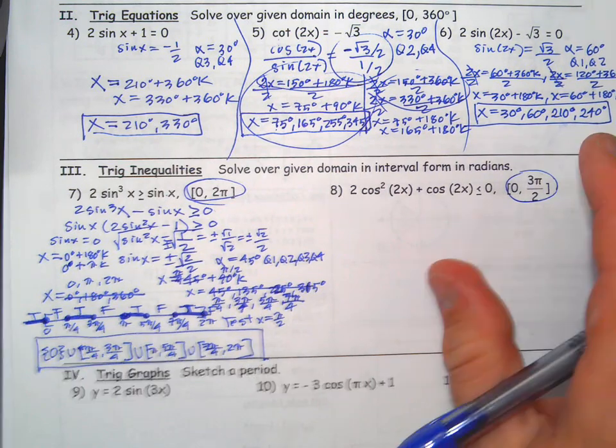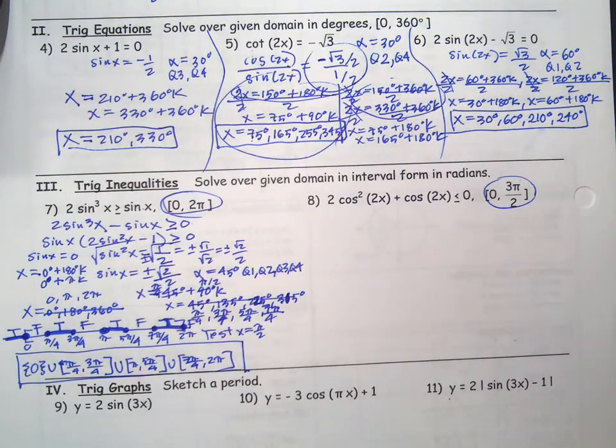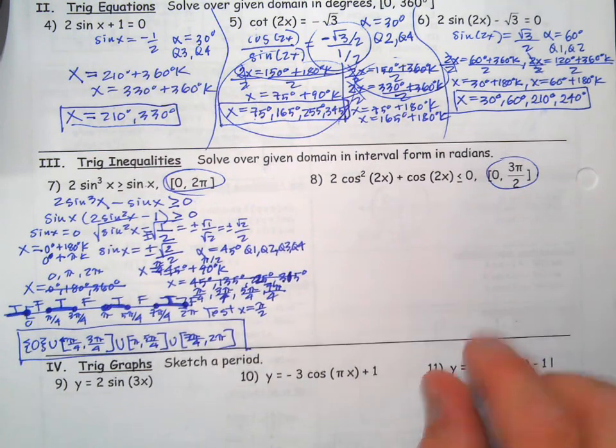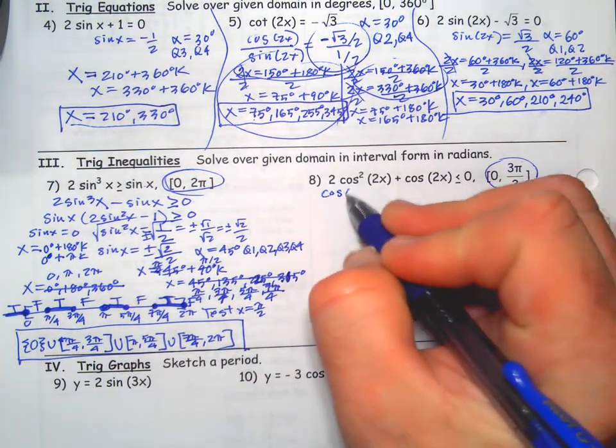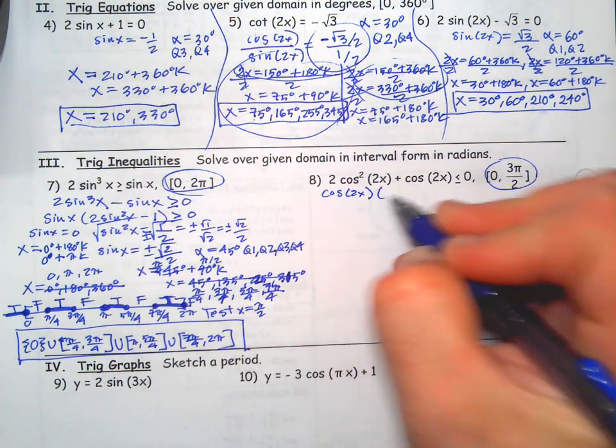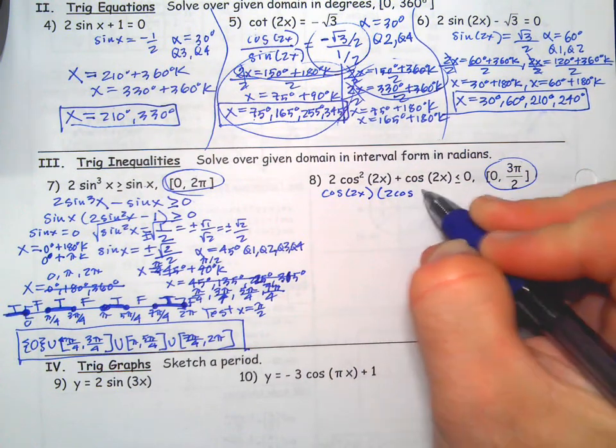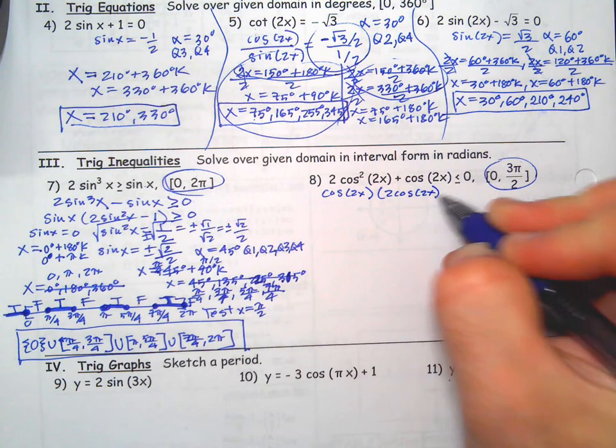Now this one is 0 to 3 pi over 2. So don't just assume it's always 0 to 2 pi. It could be 0 to pi. It could be negative 2 pi to 0. It could be 0 to 3 pi over 2. Now we're going to factor the GCF. It's always a good thing to try first when you're factoring any kind of expression.